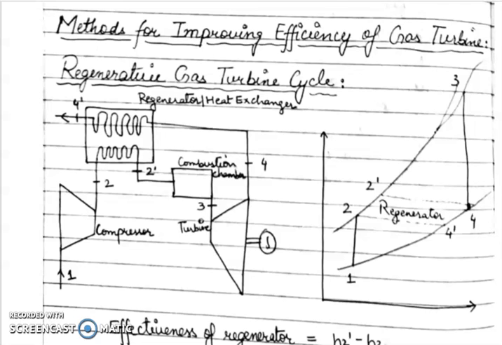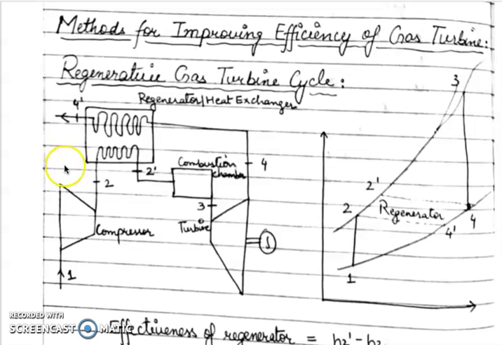In this video, we will be discussing the methods for improvement of efficiency of the gas turbine cycle. The very first method is the regenerative cycle. Regeneration refers to the process of extracting the energy which is exhausted out or thrown out through the exhaust.